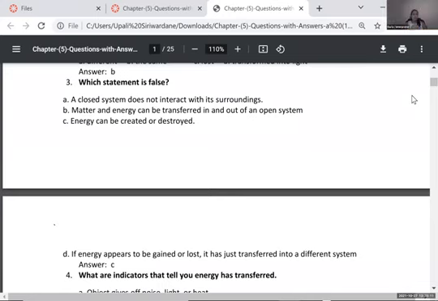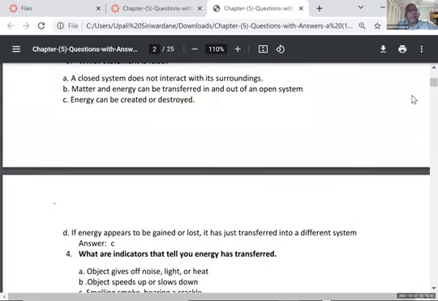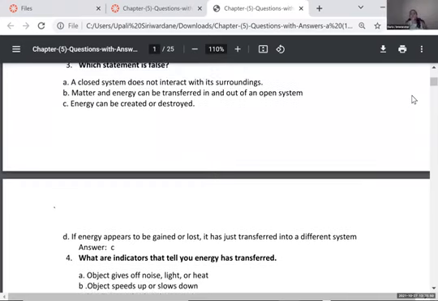What is a closed system? Closed system is where material doesn't transfer, energy doesn't transfer. Matter and energy can be transferred in and out of. That's not true. Closed system does not interact with its surrounding. That's true. If energy appears to be gained or lost, it has just transferred into a different system. What is true is energy is neither created nor destroyed. Whatever is produced is the same as.